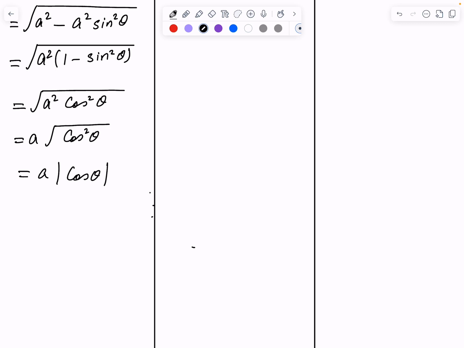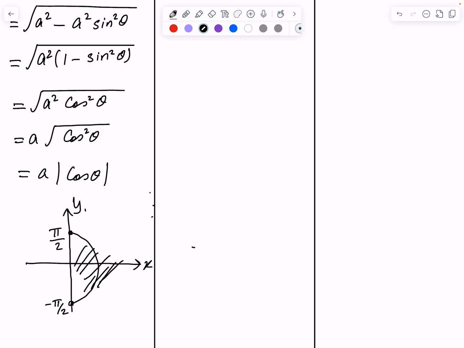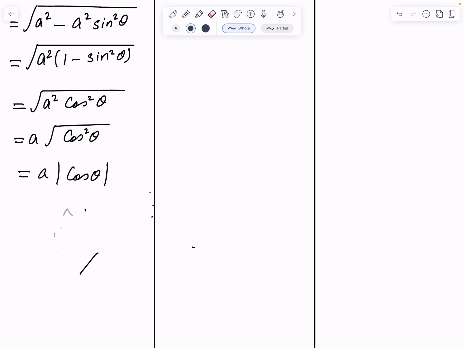Therefore, if we have the domain from minus pi over 2, which is this one, to pi over 2, which is this point here, then in this region, cosine theta is going to be positive. So if we have cosine in this region, then it's going to be positive, and since it is positive, we can take it out of the absolute value. So we're going to have a cosine theta.